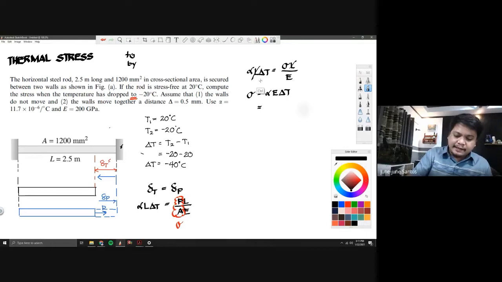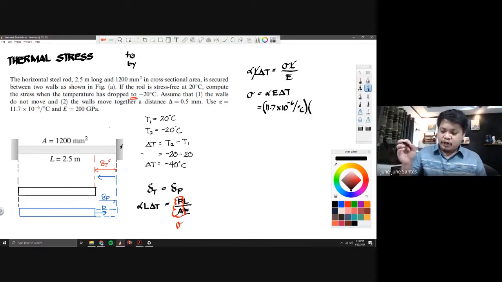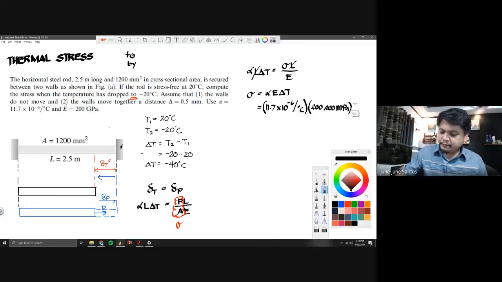So, ang alpha natin is 11.7 times 10 to the negative 6 per degrees Celsius. And then, multiply natin by E. So, yung E natin is in gigapascal, so could have it as 200. Gawin natin MPa, 200,000 MPa. And then, multiply natin by 40 degrees. I-disregard ko na yung negative sign kasi alam naman natin siya ay shrinkage.